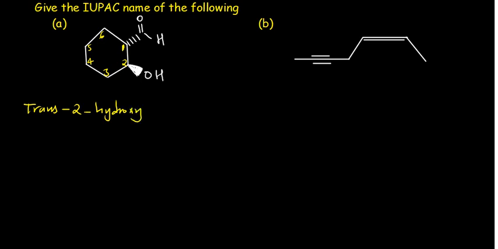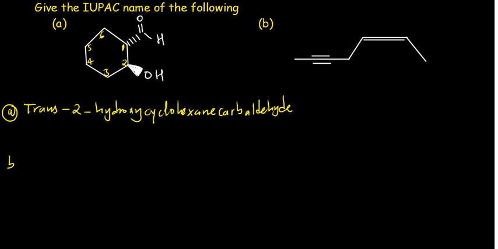Now, the whole of this chain has got 6 carbons and it has got only single bonds, that is a cyclohexane. Now, this group is an aldehyde. But whenever we have got a functional group as an aldehyde and it's not part of the longest chain, it will not be called aldehyde but carbaldehyde. So that is going to be the name, trans-2-hydroxycyclohexane carbaldehyde.